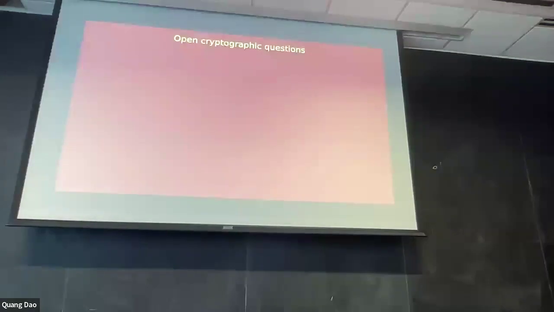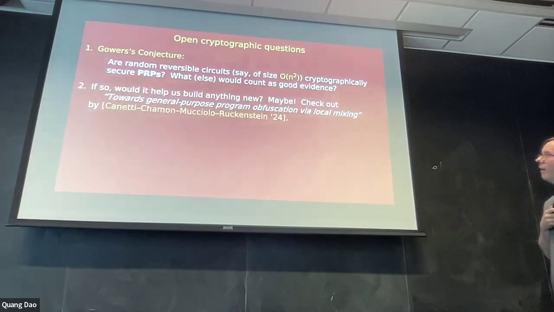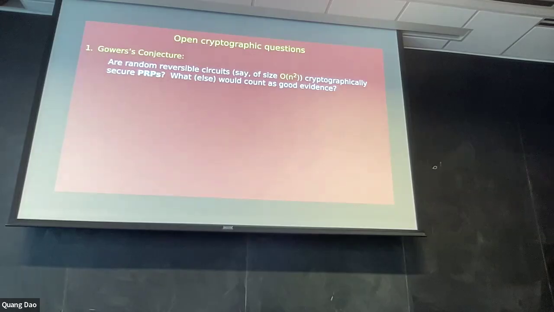Okay, so finally I'll just end with some cryptographic questions that one might still think about. Obviously, the first one is, is Gowers's conjecture true? Are random reversible circuits of size n squared, maybe even nearly linear size, cryptographically secure? It's such a nice candidate. It'd be nice if it were believed to be true. So what would count as evidence is a good question. Does it immediately imply epsilon-bias? Maybe, right? The k-wise independence with tiny error.